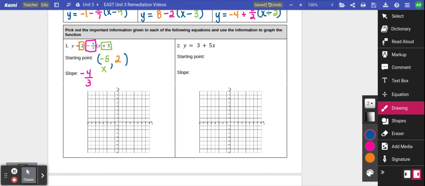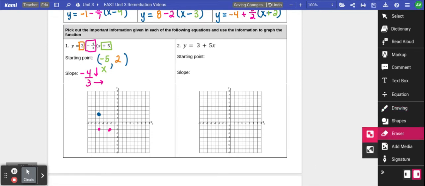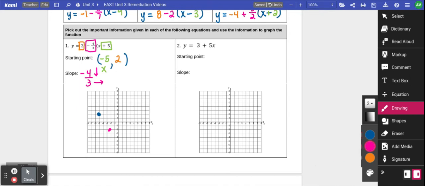Once I know my starting point and my slope, I can go ahead and graph my starting point, which is negative 5, positive 2, and then use my slope to get more points. So this is going to tell me to rise by going down 4 and then run by going over 3. So down 4, over 3. My next point would be right here. Next, I would continue to do that. So go down 4, 1, 2, 3, 4, over 3, 1, 2, 3. I could also go up 4, 1, 2, 3, 4, left 3, and that would give me more points that line up with my starting point and my line, and there is my graph.